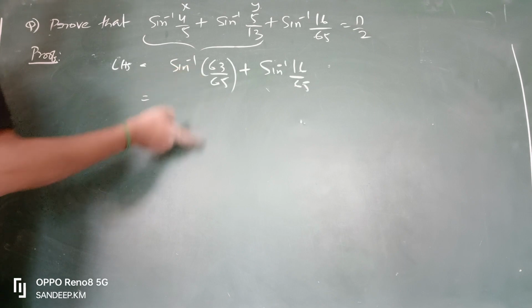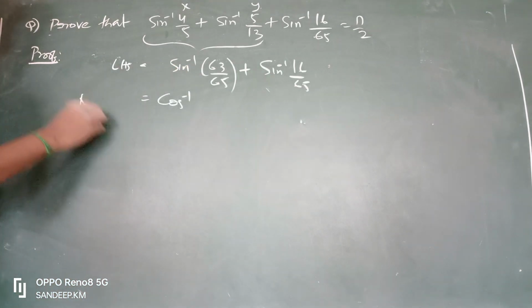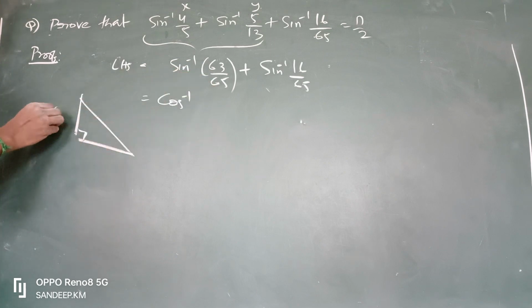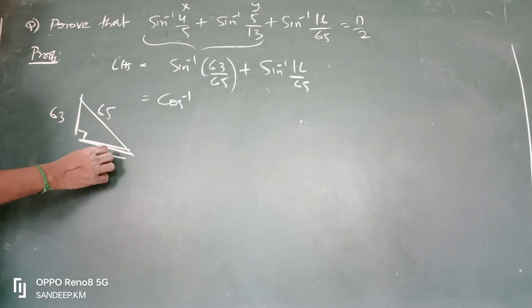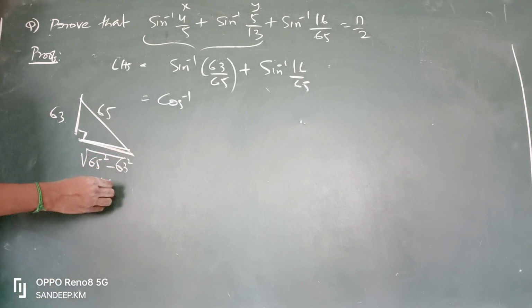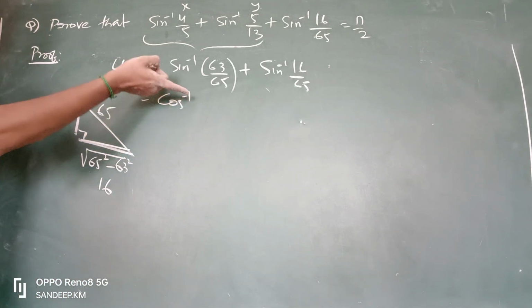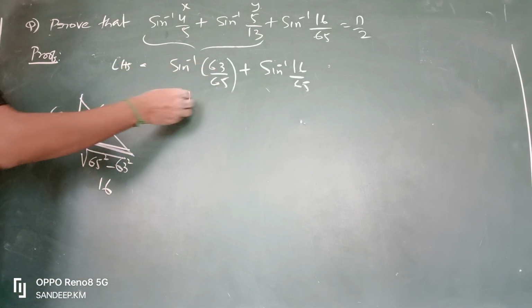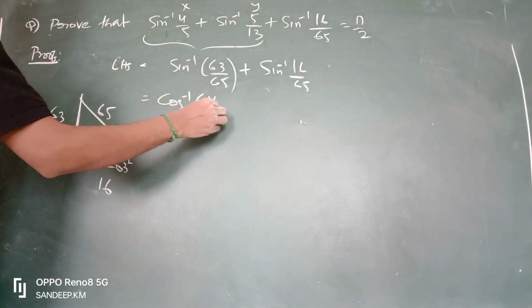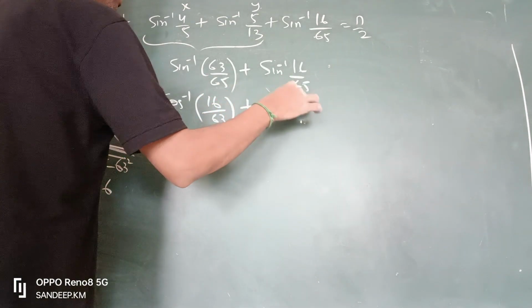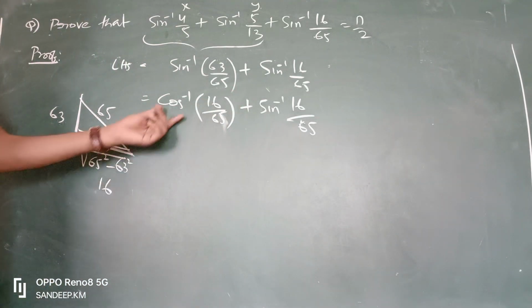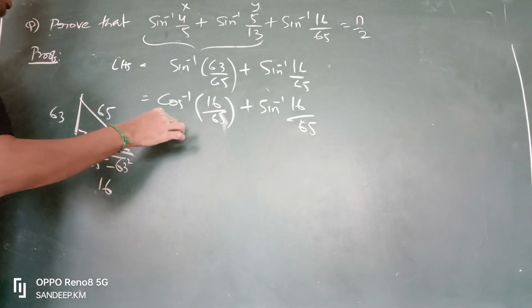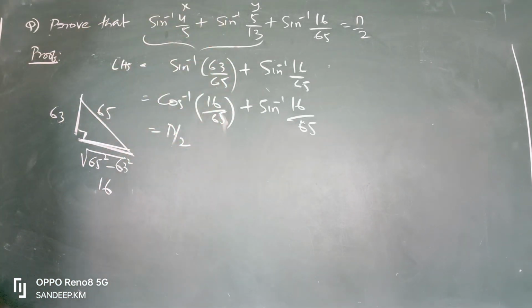Now, if I convert sin inverse to cos inverse, we will go to the right angle triangle, opposite by hypotenuse, 63, 65. Apply Pythagoras theorem and find the adjacent side. How do you do it? Square root of 65 square minus 63 square. If you do it, you get 16 here. So sin inverse of opposite by hypotenuse is the same as cos inverse of adjacent by hypotenuse. And we know that cos inverse x plus sin inverse x is equal to pi by 2, which is the RHS. So this is how we can solve this problem.